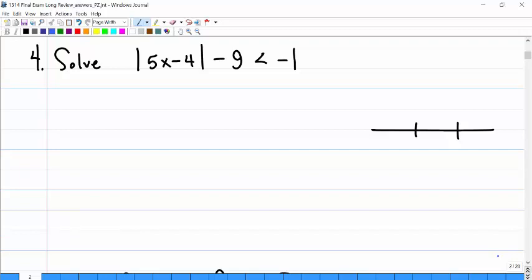Number 4, solve the inequality absolute value of 5x minus 4 minus 9 less than negative 1.